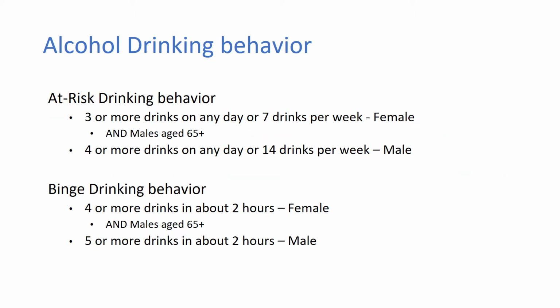So let's go through some alcohol drinking behaviors. We have at-risk drinking behavior and binge drinking behaviors. At-risk drinking behavior is defined differently depending on whether you're male or female, and depending on your age if you're a male. If you have 3 or more drinks on any day, or 7 drinks per week, and you are a female or a male over age 65, then you would fall into the bucket of at-risk drinking. And then it's 4 or more drinks on any day, or 14 drinks per week for a male.